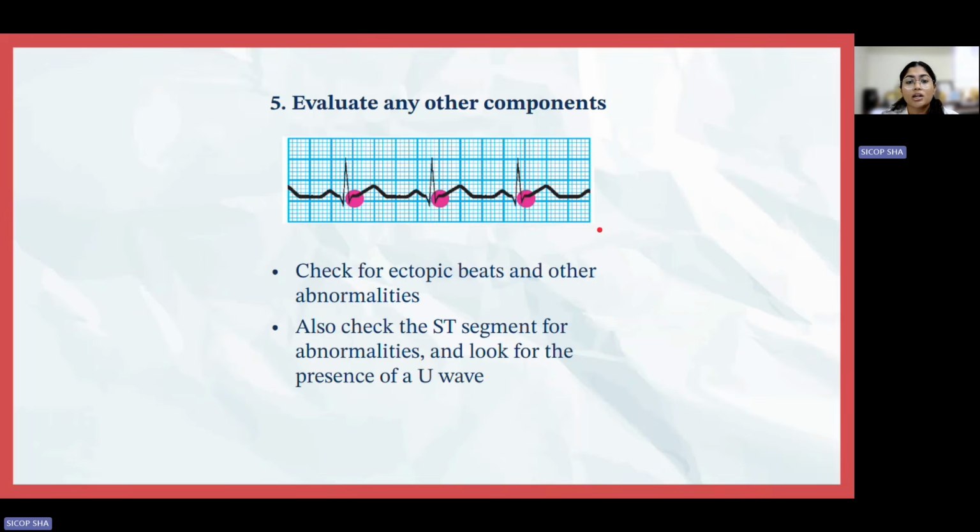Lastly, you're going to evaluate other components. Are there ectopic beats? Are there sudden elevations, depressions, or other kinds of abnormalities? That also we are going to see. You're also going to see if there is some issue with your ST segment. You're going to see if there is a U wave, an extra wave after your T wave. That is mostly not seen; it is seen in abnormal conditions.